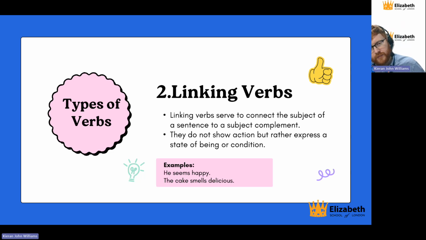Now, linking verbs connect the subject of a sentence with the subject complement. If that's difficult for you, don't worry about it. But if we have a look at the example, he seems happy. Now, he isn't the one seeming. He seems to us happy. So he isn't doing the action, but we still feel that action or that state. Also, the cake smells delicious. It is not the cake which is doing the smelling, but we are the ones receiving the smell of it being delicious. So that would make it a linking verb.